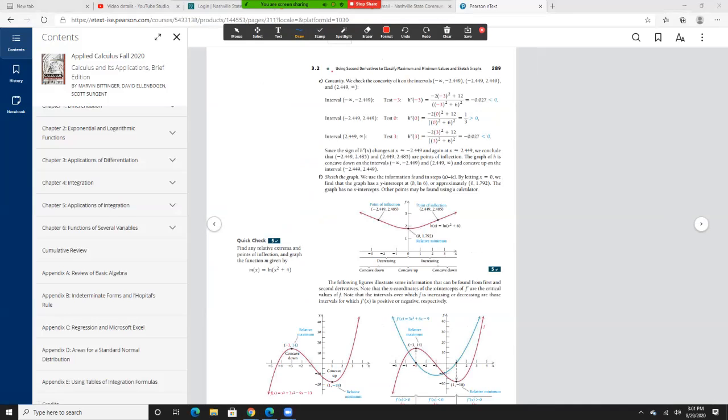Notice they did go ahead and look at concavity based on the results from the second derivative being 0 and test values, and then they were able to sketch. So what do I know from this graph? This is going to sum up everything.